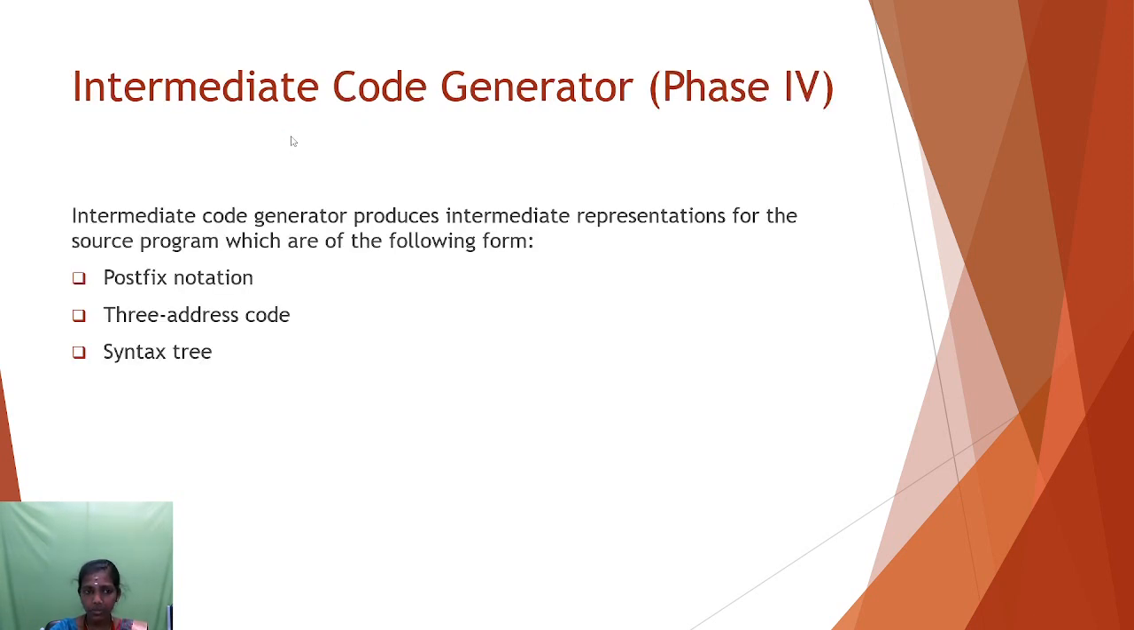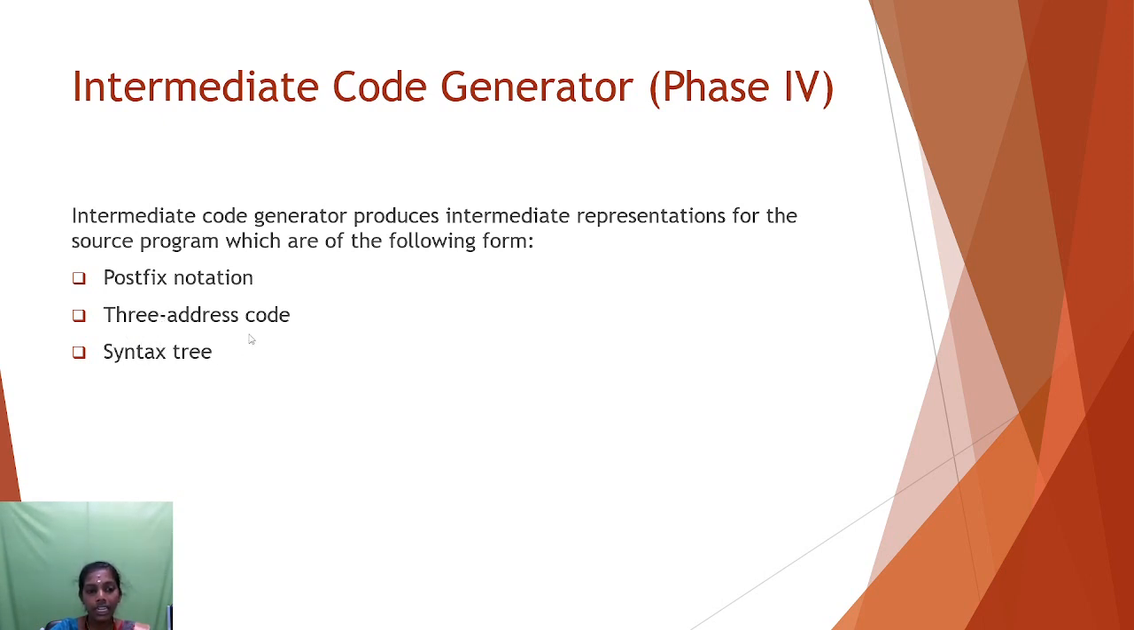Then the intermediate code generator. This is the fourth phase of the compiler. The intermediate code generator takes the input from the syntax analyzer as a syntax tree and then generates the intermediate code. Intermediate code comes in three forms. First one is postfix notation. The second one is 3-address code. Third one is syntax tree.